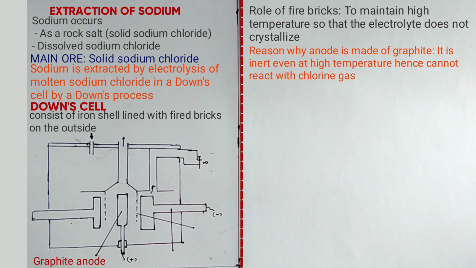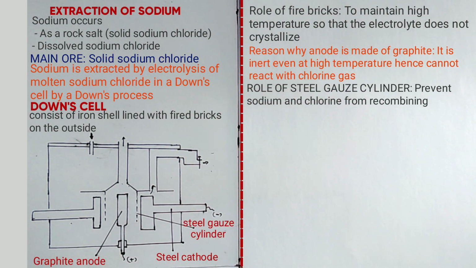Sometimes we are asked what will happen if the anode is made of steel. At high temperature, steel will react with chlorine gas. Now the cathode is made of steel. This is the cathode here. Then we have the steel gas cylinder, which is there to prevent recombining of sodium and chlorine because both of them are reactive elements.